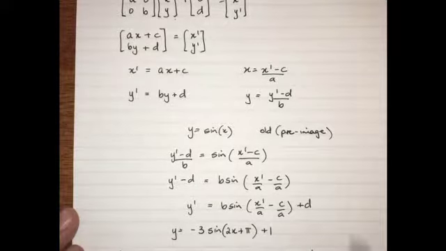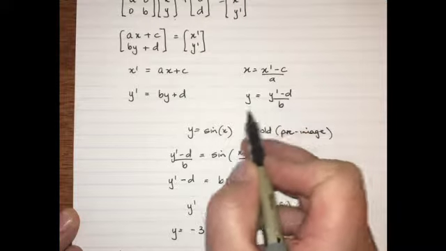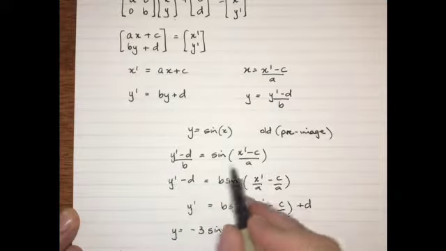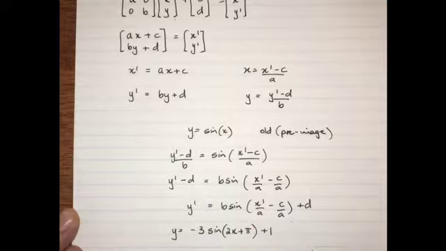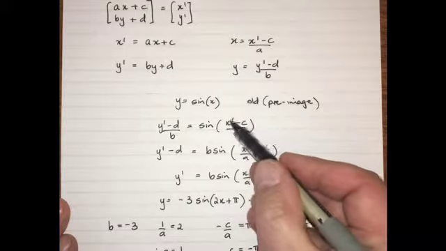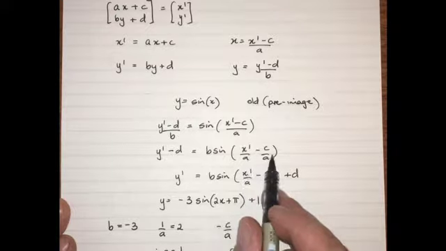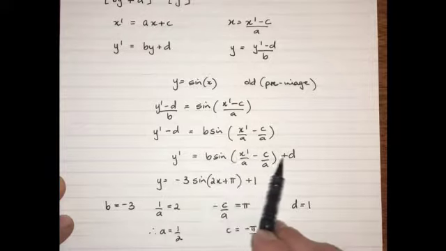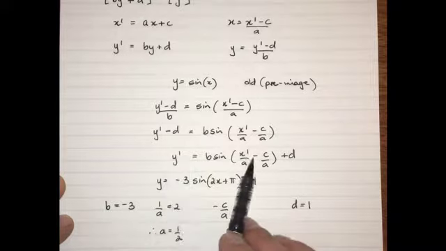If we substitute those values, y dash minus d over b goes in for y, x dash minus c over a goes in for x, and we get this expression. We solve this for y, multiply by b, add d to both sides. I've also rearranged the expression inside the brackets so that I have two fractions. That'll become obvious in just a sec. Then I get an expression for y dash, and I want to equate that with my transform function. So this now is y dash in terms of x dash.